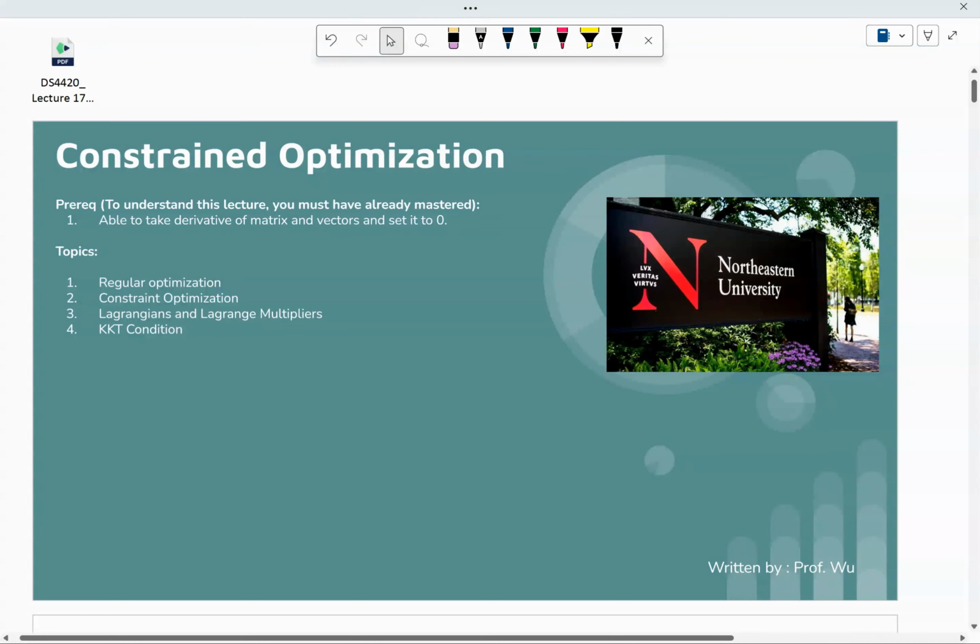All right, welcome back to the next lecture. In this lecture, we're going to talk about a concept called constraint optimization. Ideally, you should already know how to do regular optimization, implying that you can take derivatives with respect to matrices as well as vectors. These are the topics we're going to cover. This is a course at Northeastern University, and I'm Professor Wu. So let's get started.